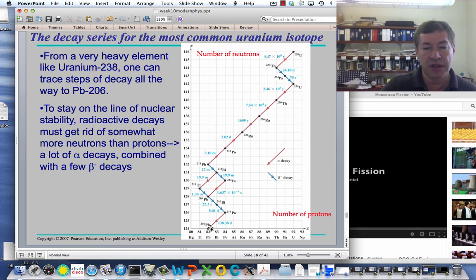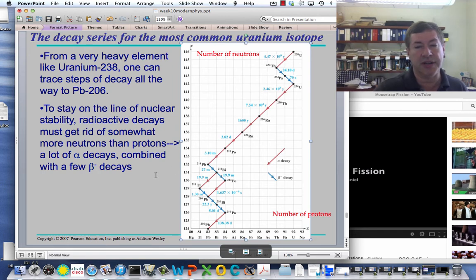Stable lead wants to have an atomic mass of 206, it wants to have only 124 neutrons in it. 214 lead, not at all stable. So it's got too many neutrons in it, so it beta decays into bismuth. And now we have an interesting thing.